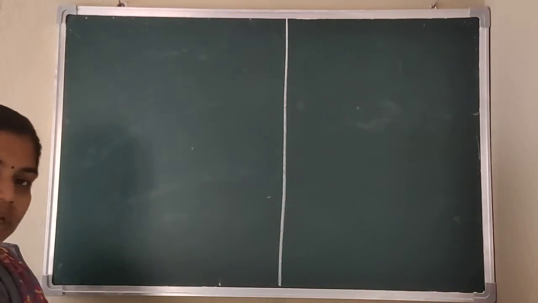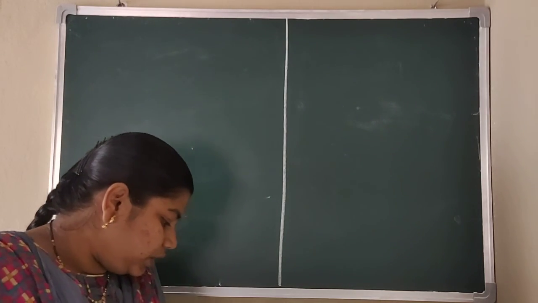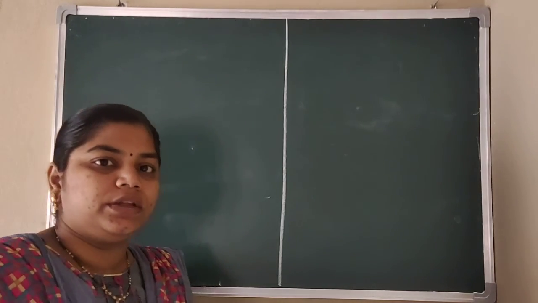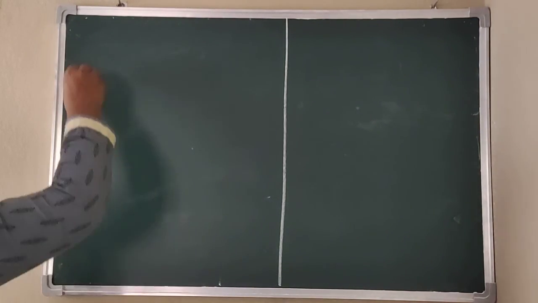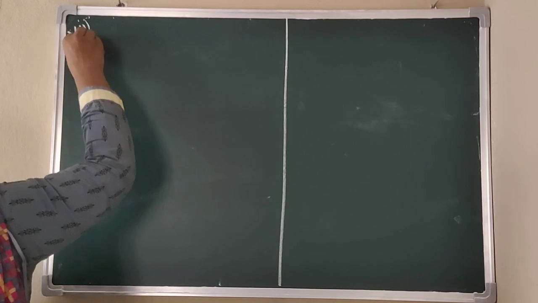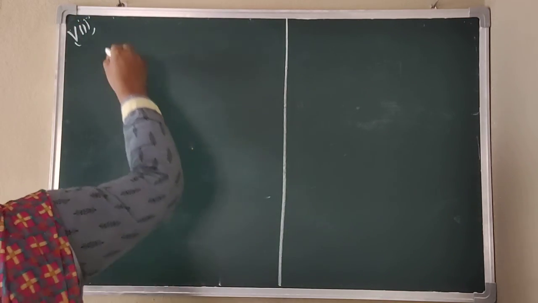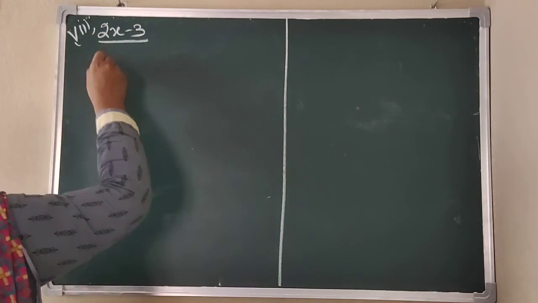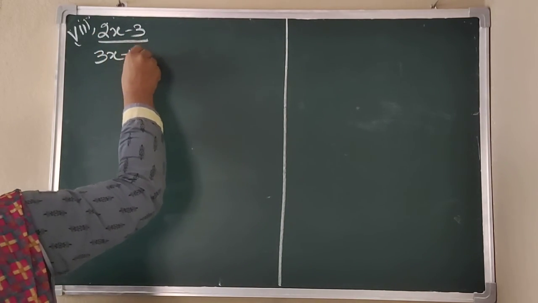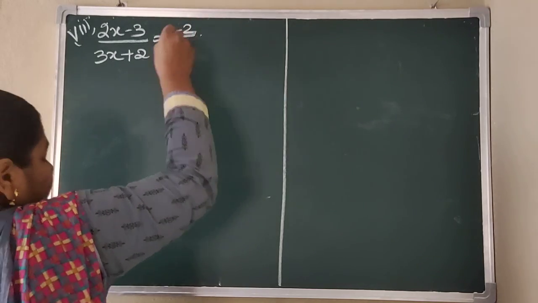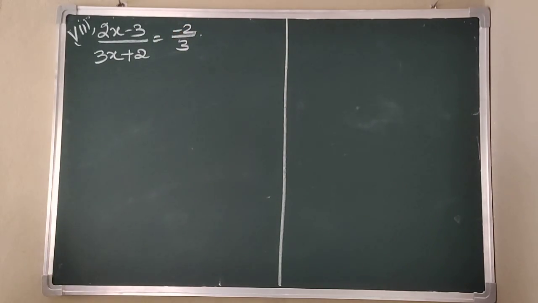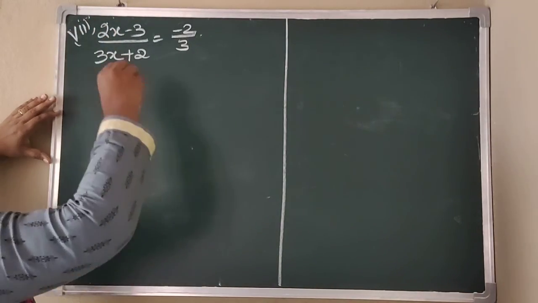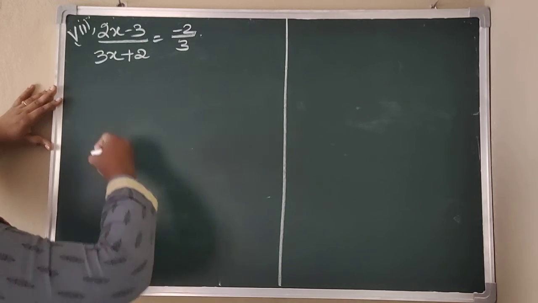So 8th question is (2x minus 3) by (3x plus 2) is equal to minus 2 by 3. Here we have to find the x value. So this is our question. How to transpose? We can directly do cross multiplication in this case.